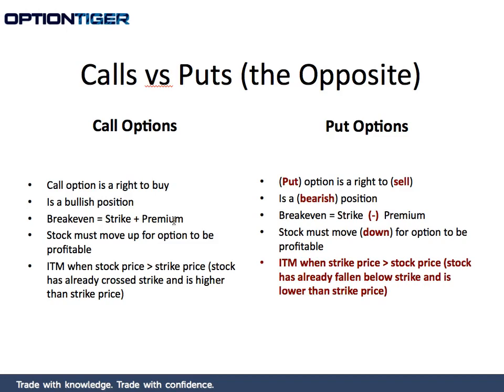In the case of put options, it's exactly the opposite. A put option is considered in the money when the strike price is more than the stock price. Think of it as an asset, a stock that's falling. If the stock falls below the strike price, then this put option is said to be in the money.